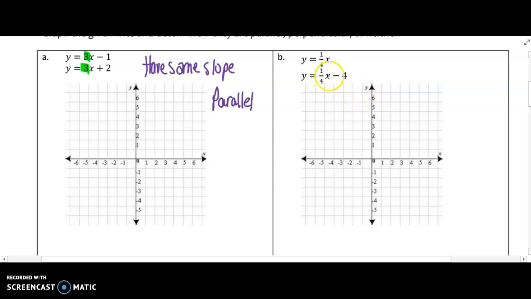All right, the next one, B. You know what? It's the same thing. This has a slope of 1/4, and this one has a slope of 1/4. These have the same slope, so they are parallel. Now, if you want to practice, you can. There's negative 1, up 3, 1, 2, 3 over 1. You can graph that line if you want to.